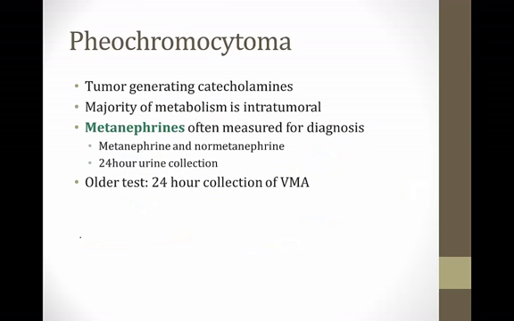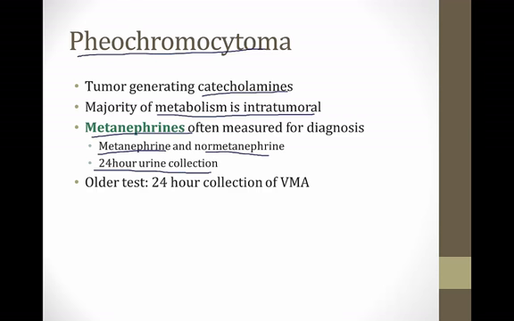or VMA. There's an important clinical correlation of these pathways, and that involves pheochromocytoma. Pheochromocytomas are tumors that generate catecholamines, and the majority of the metabolism of the catecholamines occurs inside the tumor. Therefore, lots of metabolites of catecholamines will be secreted into the plasma, and metanephrines are often measured for diagnosis. Usually you measure metanephrine and normetanephrine levels via a 24-hour urine collection. There was an older test that's not done that much anymore because it's less sensitive, and that was a 24-hour collection of VMA. And after the last two slides, you can now understand why measuring metanephrine levels or VMA levels in the urine will help you diagnose high levels of catecholamine turnover, as you would see in pheochromocytoma.